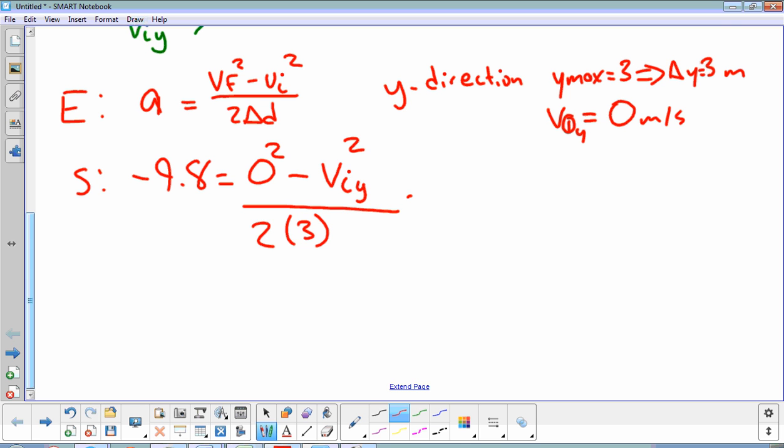Okay? So the first thing I need to do is try to get ViY by itself. I'm going to multiply each side by 2 times 3. So 6 times negative 9.8, what do I get? Well, I bet you I get negative 58.8. That is equal to ViY squared. So now what do I need to do to get ViY by itself? We got a negative sign.